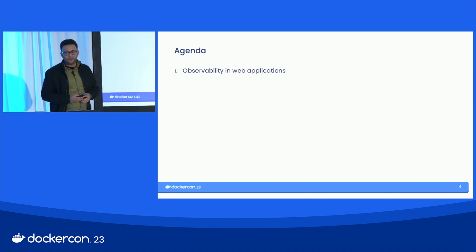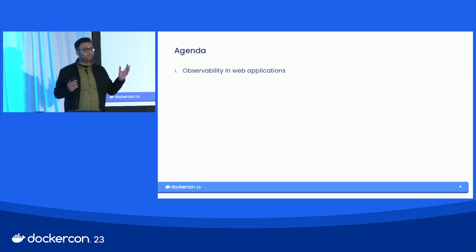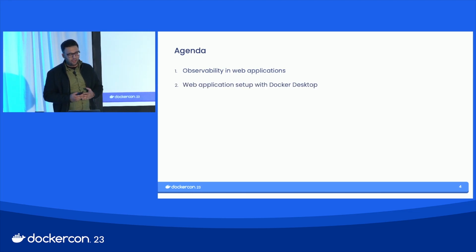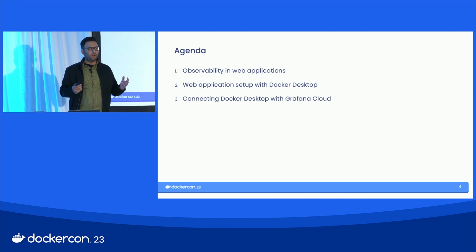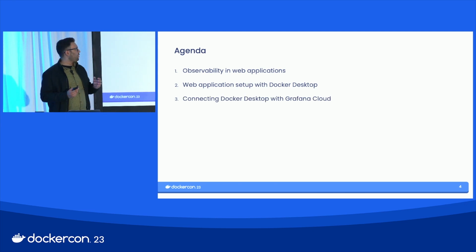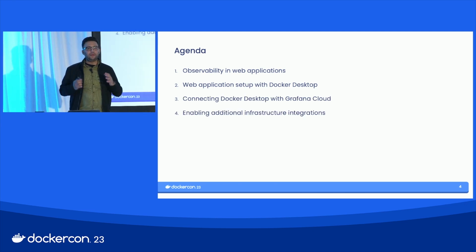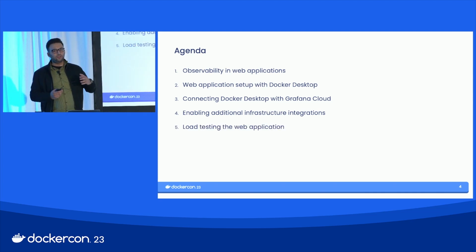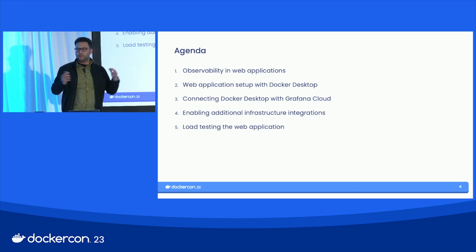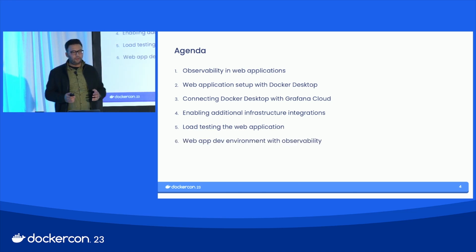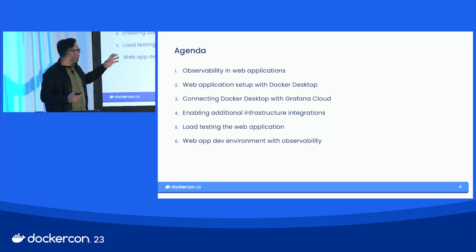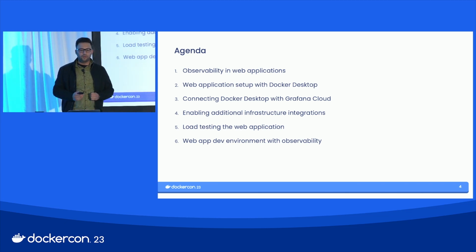Moving ahead, let's quickly go through the agenda, what we're going to talk about. We're going to talk about why observability is important in web applications. I'm going to show you my web application setup with Docker Desktop. We're going to connect Docker Desktop with Grafana Cloud, enable some additional Grafana integrations through the extension, and then also see how we can load test this application with this combination of Grafana and Docker Desktop. And at the end, we're going to have a holistic view of how our whole environment is set up and what we can do more with it.